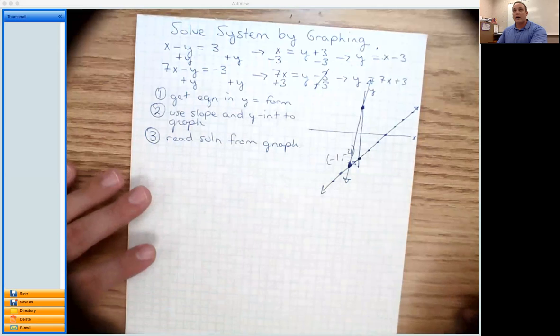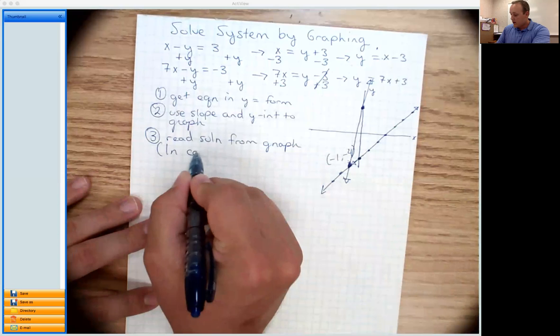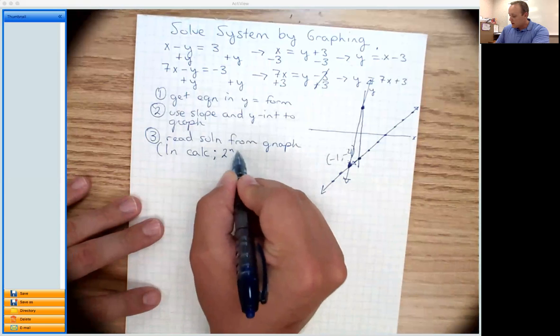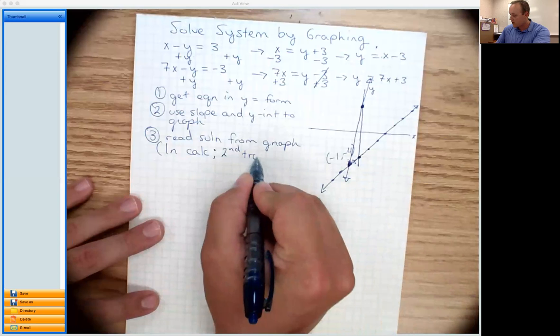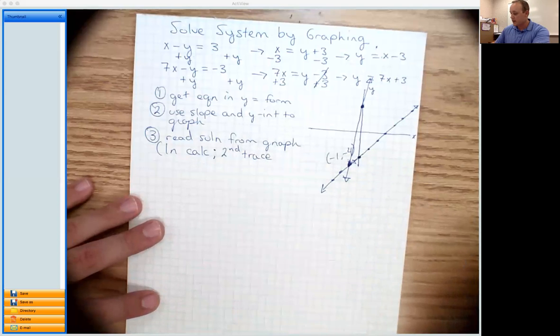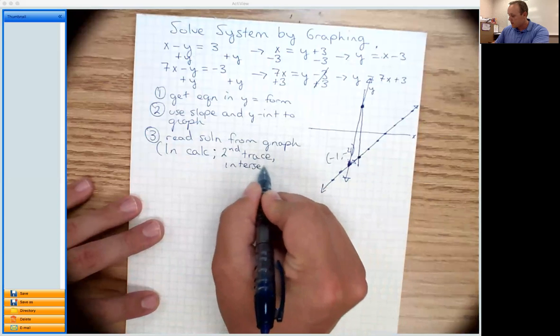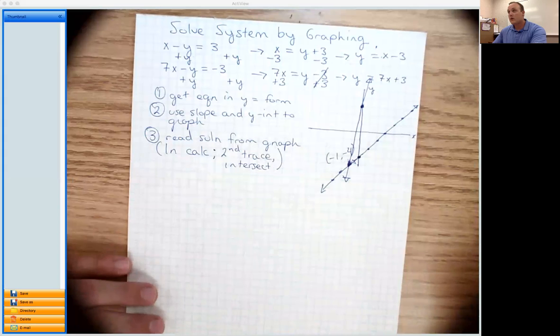Now, if you do this in your calculator, you'd have to press second trace and then intersect. So when we're taking this quiz, you can just plug in the equations, not if I tell you to do it by hand. If I tell you to do it by hand and I don't see work, you get 0 credit because you didn't demonstrate your knowledge of that concept.